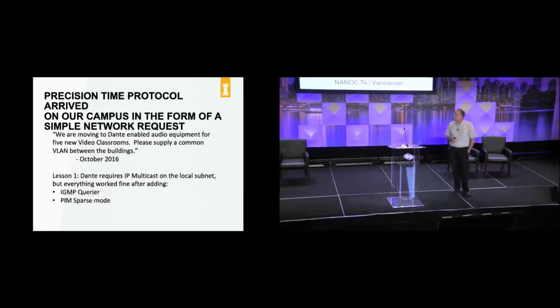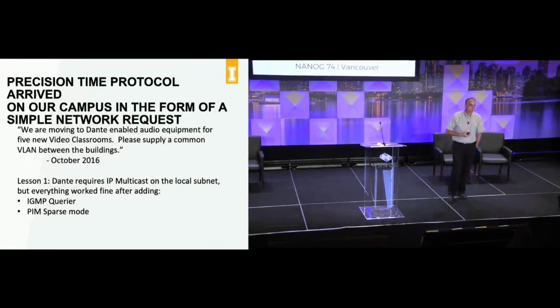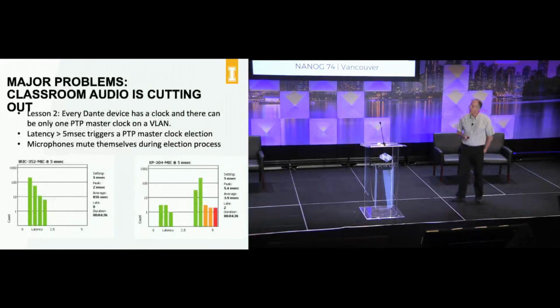We had solved that for some other AV solutions. So add IGMP Querier, PIM sparse mode. Seemed like things were good for a few months. Then we got major problems. Classroom audio is cutting out all the time. And we're looking, we have packet loss. Is there some kind of network problem of a more typical variety?